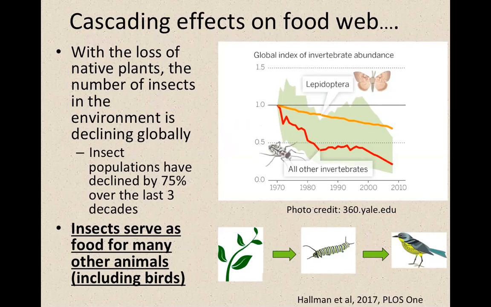And just remember that insects serve as food. Not only are they important pollinators, but they serve as food for many other animals, including birds that we want to protect and support and enjoy seeing on our hikes and nature walks. So, this is what I mean by cascading effects on the food web. It's not just about the plants, but about those plants being a food source for others as you go up in trophic level.